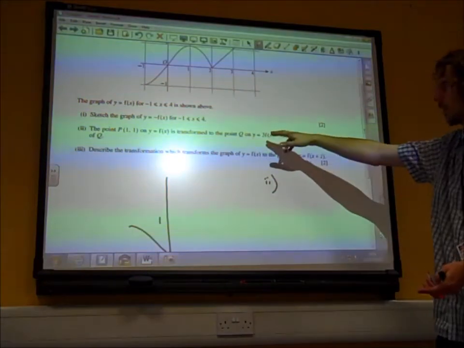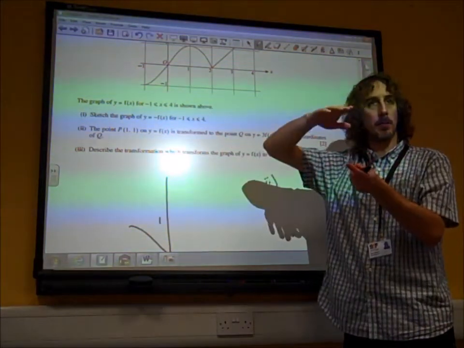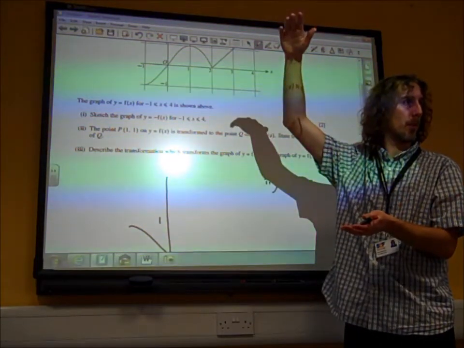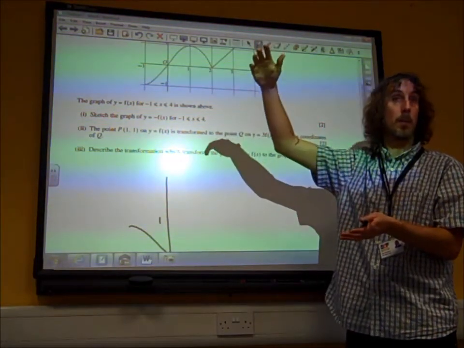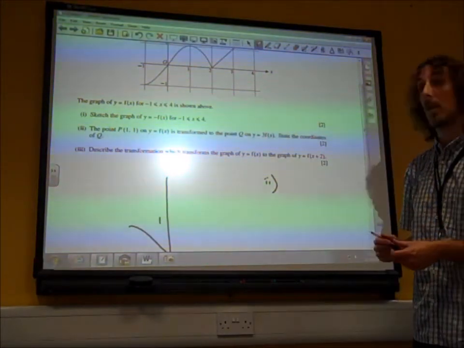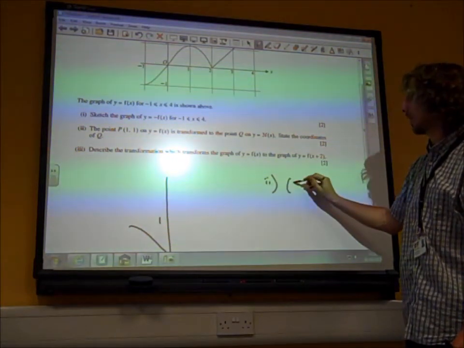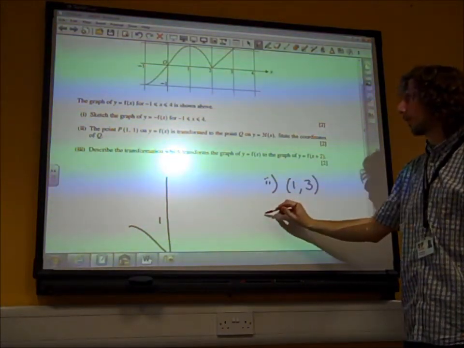Stretch, the vertical stretch. So a point 1, 1 is going to be 3 times as far away from the x-axis as it was before. So where will that point go to? What have we got? 1, 3. Yep. And that's it for our 2 marks. That's all they wanted.